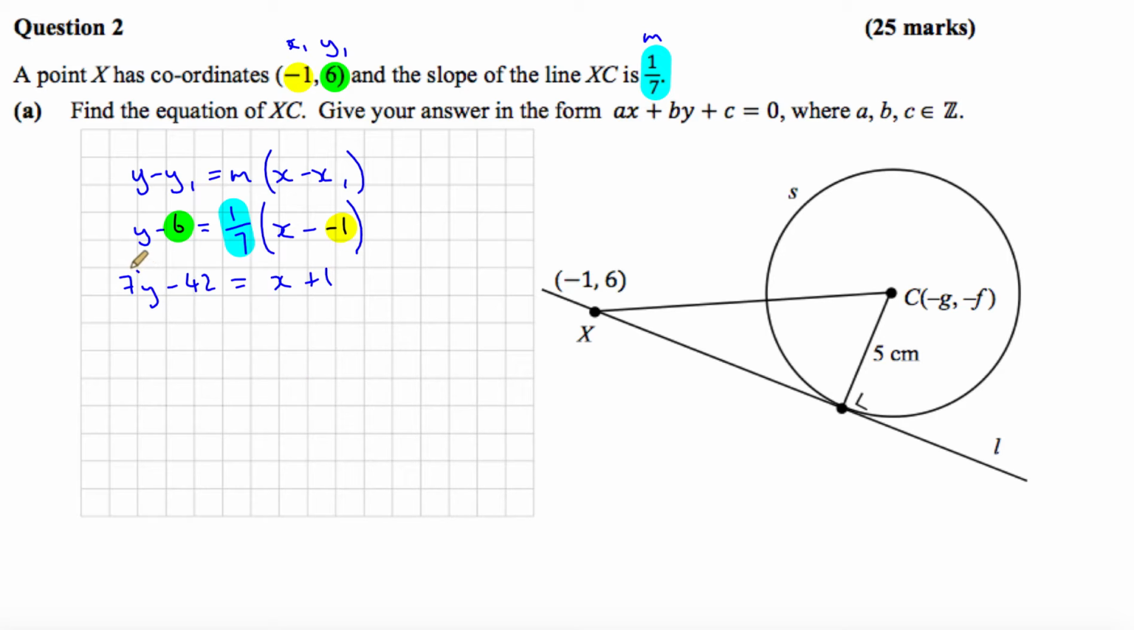And now we can just bring this over here to become a negative 7y, and the minus 42 over here to become a positive 42. So that gives me x - 7y + 43 = 0. And there we have our answer in this form, where a, which is 1, b, which is -7, and c, which is 43, are all integers. So that's part A.